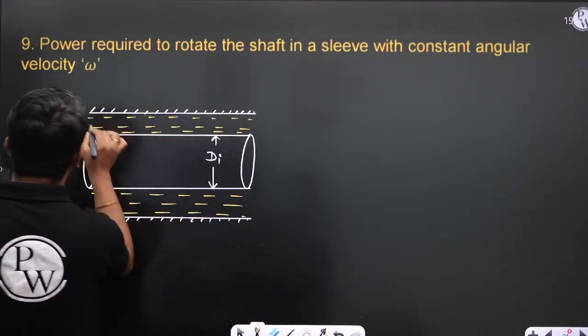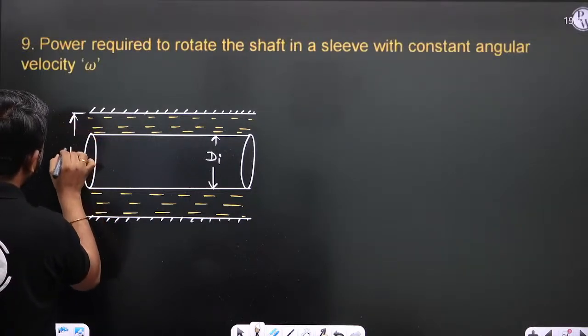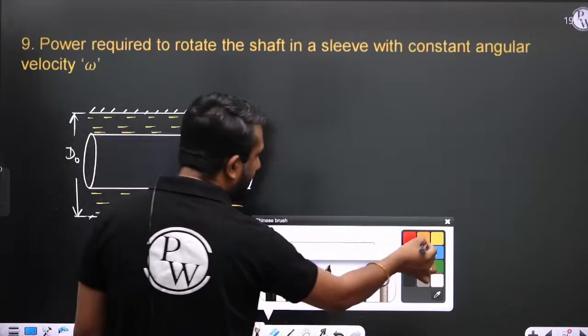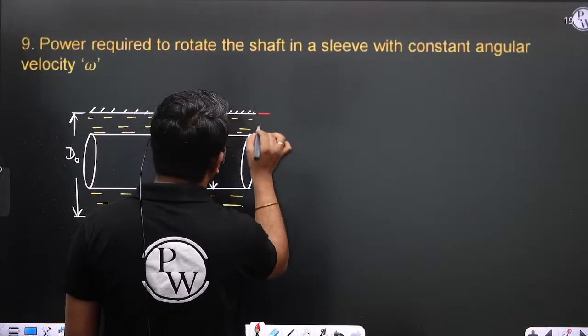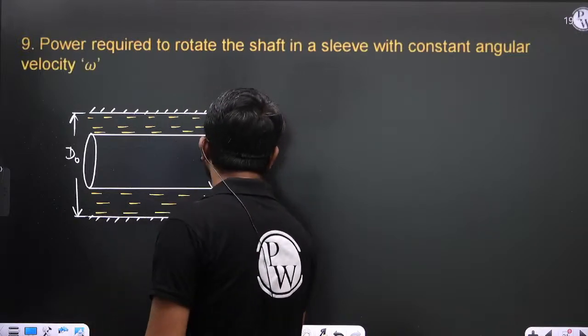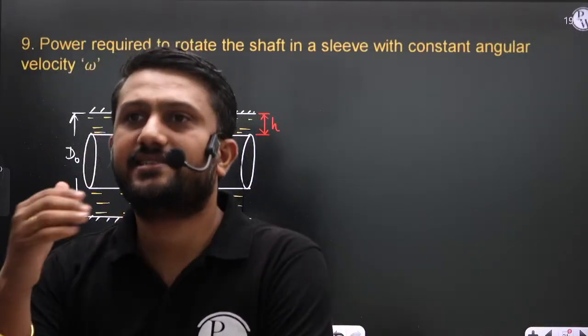And let us consider that the outer diameter is D naught. And this is the H. So can anyone tell me what is the H? This is the gap H. So beta, this gap H is nothing but the radial clearance.